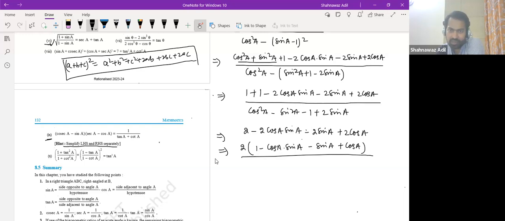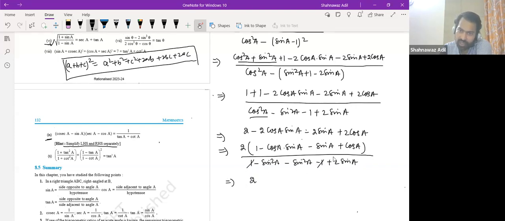So we can change cos square A into sin A, right? Yes, sir. So what would that be? 1 minus sin square A. Yeah, 1 minus sin square A. Okay, then minus 1 plus 2 sin A. So this guy cancels out, right? And then we have 2, and this is 1 minus cos A into sin A minus sin A plus cos A.